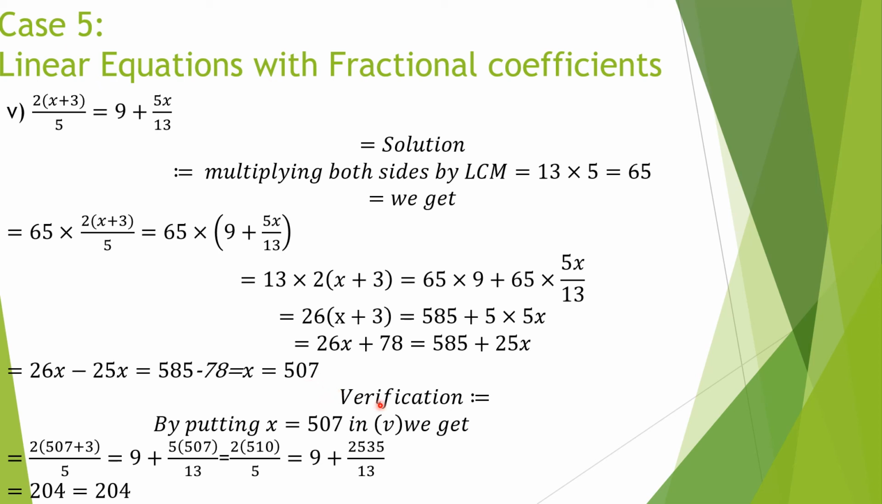How can you do verification of this equation? By putting x is equal to 507 in the original equation, which is 5. We get 2 bracket 507 plus 3 upon 5 is equal to 9 plus 5 bracket 507 upon 13. By solving both sides, we get 204. The left hand side is 204 and the right hand side is also 204. The left hand side is equal to the right hand side, so it is verified.